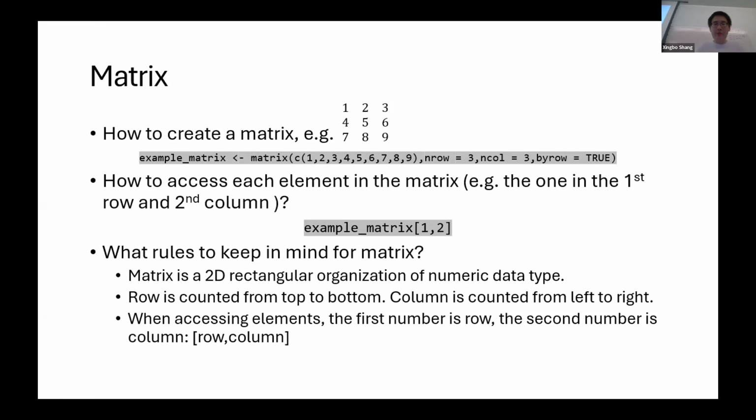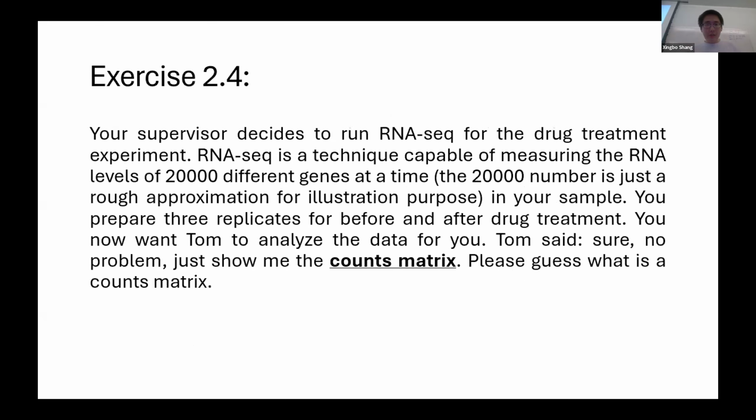So first, you have a 2D rectangular organization of numeric data. Rows are counted from the top, which means the top row is regarded as the first row. Columns are counted from the left, which means the left column is the first column. And when you refer to the coordinate, it's row by column, which means the first element in the square bracket is the row number, and the second one is the column number, like row by column, row by column. Okay.